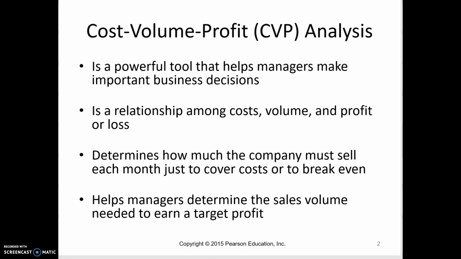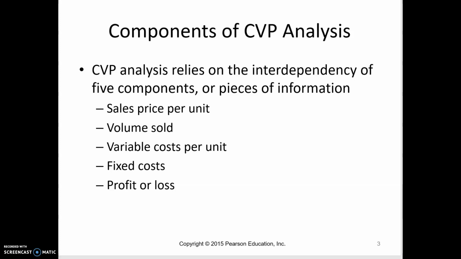For one thing, we can determine how much we need to sell in order to break even. We can also look at what sales volume we need to reach a target profit that we perhaps have promised to our investors. So the things that we need to know: the sales price per unit, the volume sold, the variable cost per unit, and our fixed costs, and then we can determine our profit or our loss.